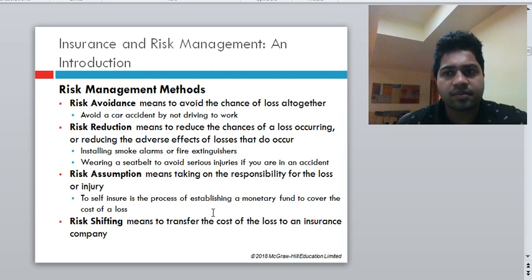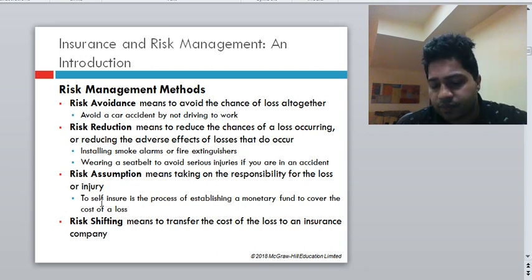Risk assumption is you consider that the risk is there, but you take on that risk. So you do not transfer it to a third party. You decide that okay, I know that risk is there, but I will take my chances. It means taking on the responsibility of a loss or injury. So the best thing is to do self insurance.